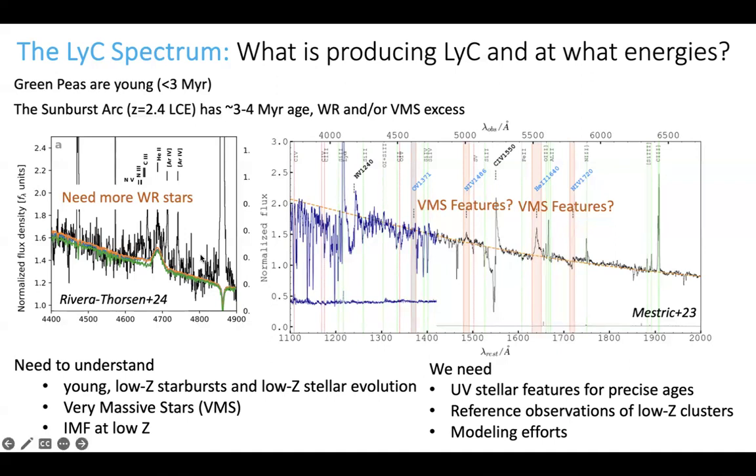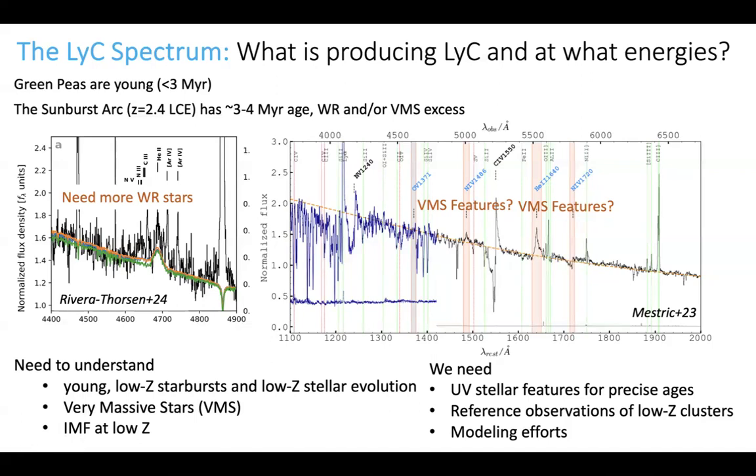We need to understand Wolf-Rayet populations. We need to know the IMF at these low metallicities to understand what's producing ionizing radiation. And so to better understand that, we also need deeper ultraviolet spectra to really get stellar features, some of these weak stellar features that can precisely detect some of these populations like VMS stars. We need reference observations of low metallicity clusters to figure out what stars are present and what their features are at these metallicities.